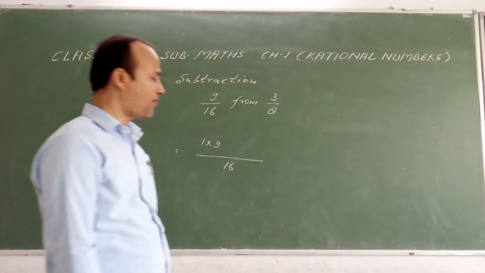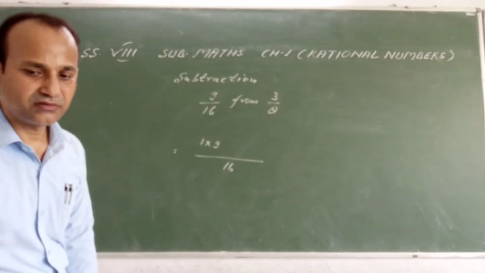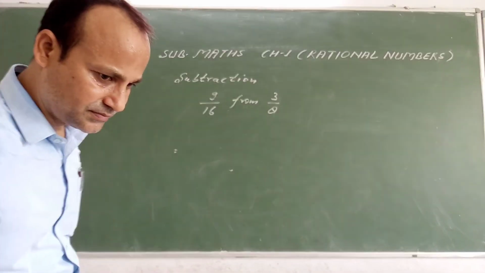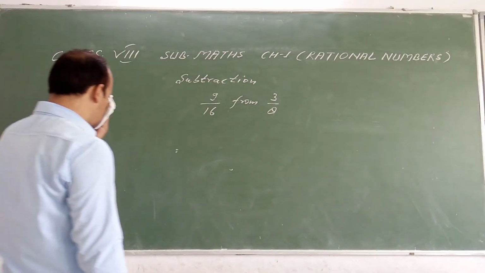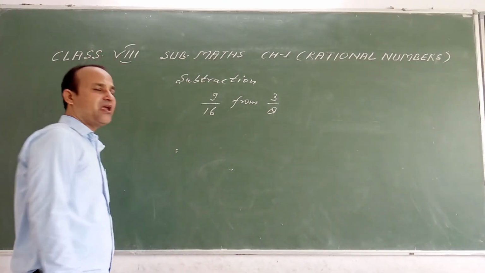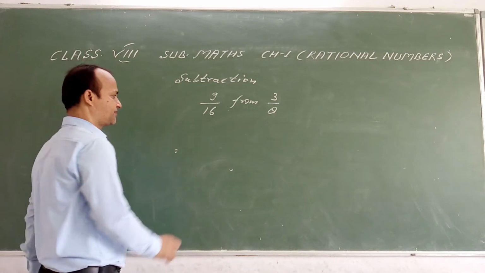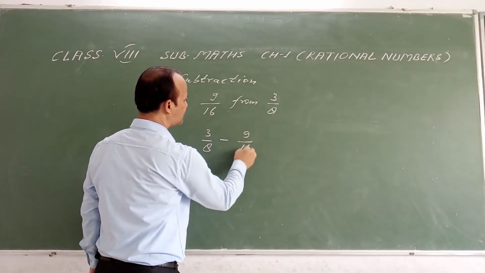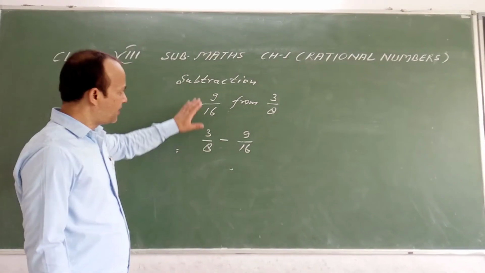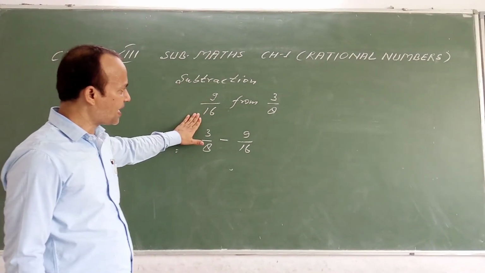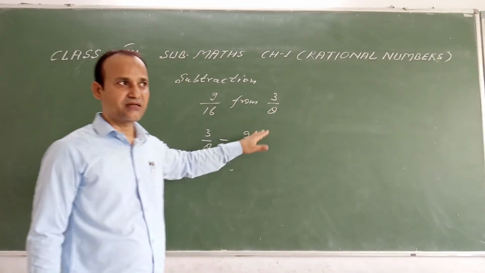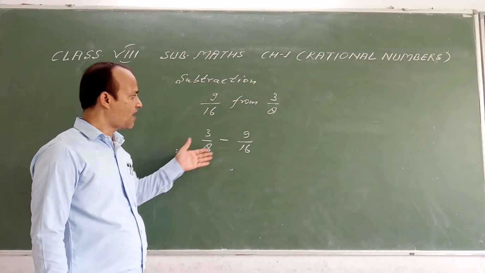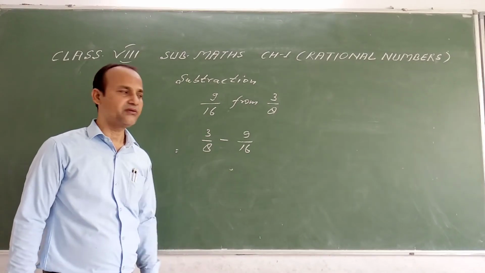From 3 upon 8. There is a mistake. From 3 upon 8 means what? First we have to write 3 upon 8 first. Like this one, 3 upon 8 minus 9 upon 16. Because 9 upon 16 is subtracted from 3 upon 8. That means from 3 upon 8, 3 upon 8 will come first. And 9 upon 16 after 3 upon 8.